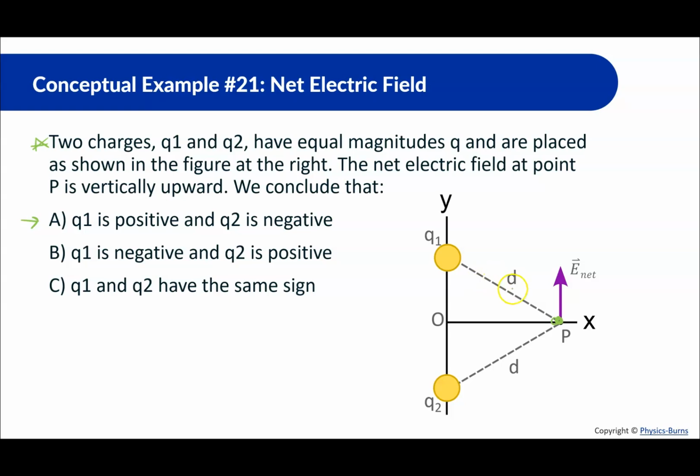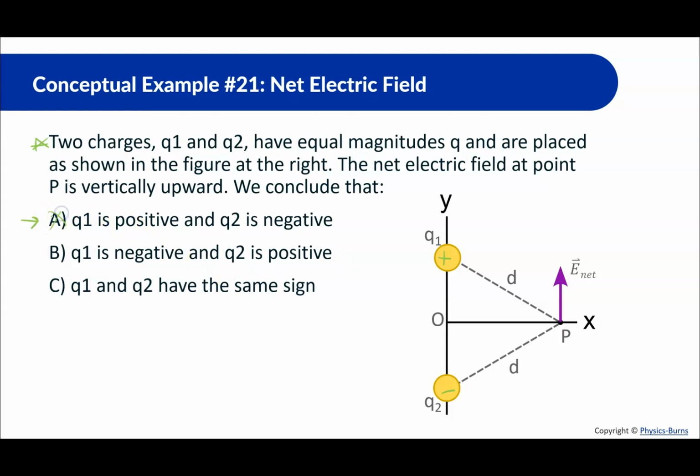Q1 is positive. And again, pause if you want to try to figure it out on your own. Q2 is negative. If that's positive, that means it'd be going outward, so it'd be going like this. And Q2 would be negative, so it's pointing inward, so it'd be like this. And the net electric field would be going down like that. So it can't be A. I'm gonna erase that.